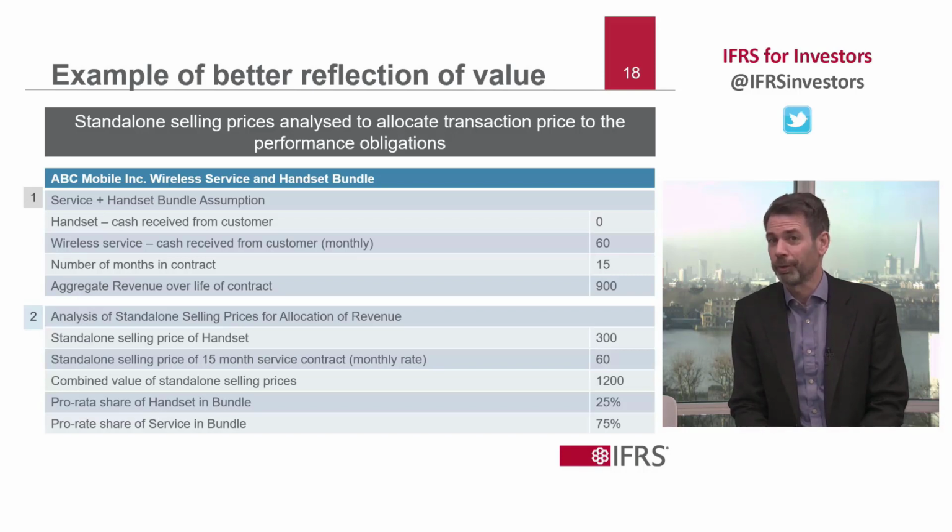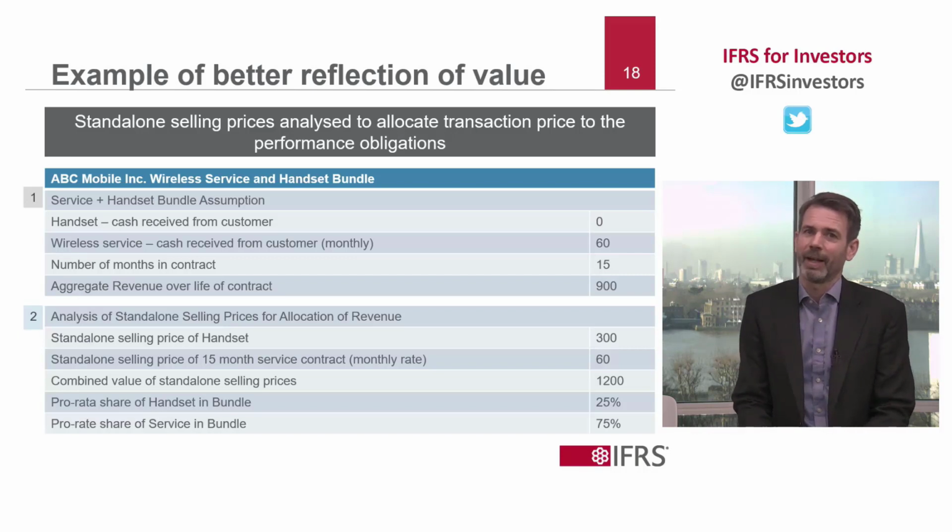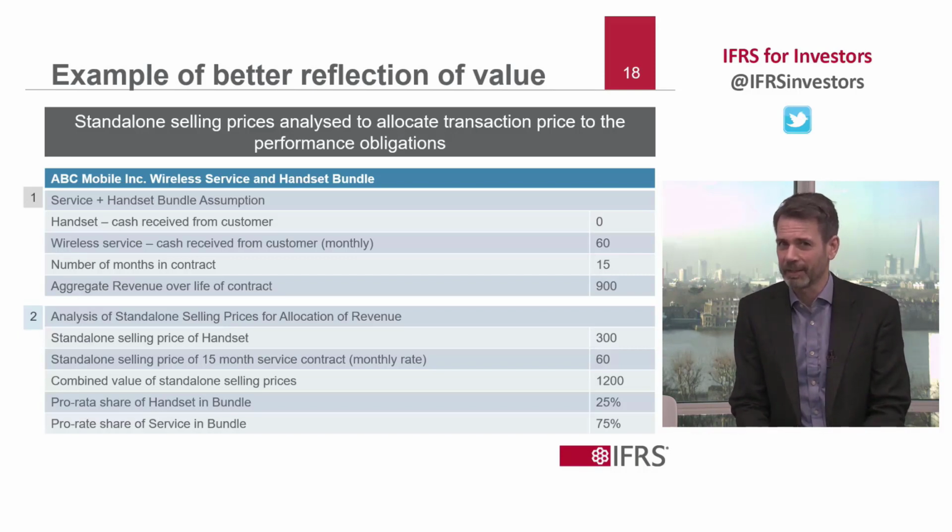Our original contract is shown in Table 1. We have also been provided with information in Table 2 that the company uses to determine the allocation to the handset for our original contract. The pro rata allocation to the handset, as seen in Table 2, is based on a standalone handset delivered to the customer for $300, plus a standalone service charge of $60 per month for a 15-month period. This implies an allocation of 25% to the handset.